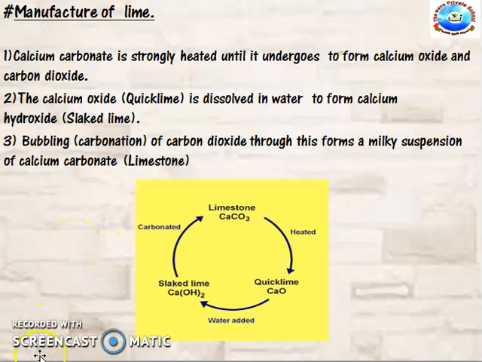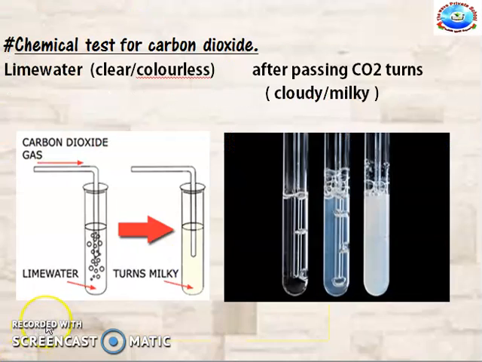Let us proceed next. Now see students, we saw how the slaked lime is converted into limestone. As I told you, it passes through carbonation. What is carbonation? That is the bubbling of carbon dioxide. We are not familiar with this, so we are going to see the chemical test for carbon dioxide.